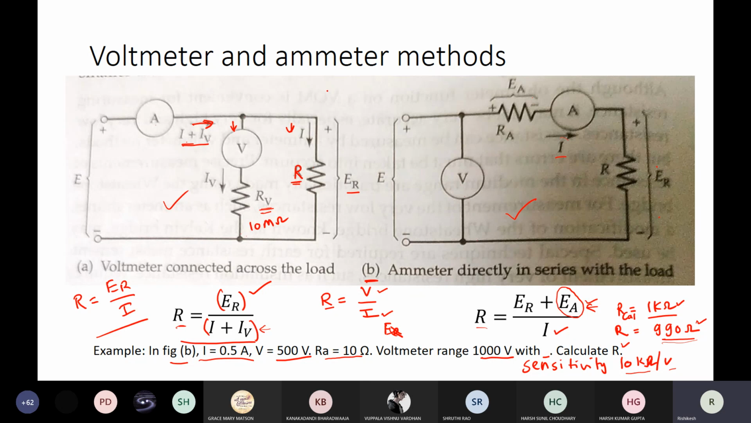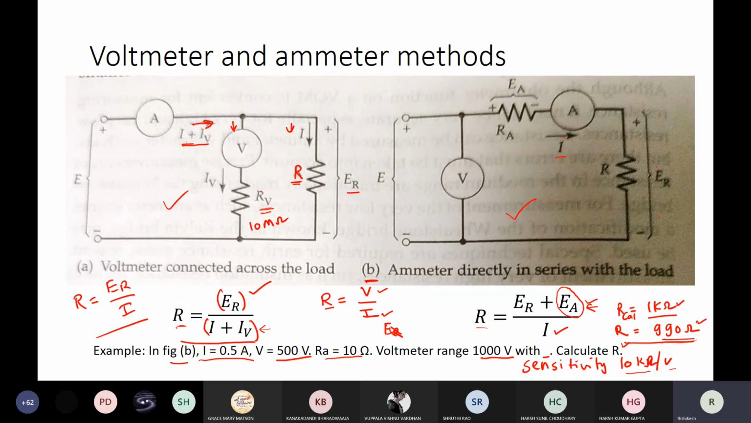So I'll leave it to you to calculate the value of R in this approach. Is the measurement of V still the same here? Yes, still 500 volts, it will remain the same. Okay, so I leave it to you to calculate it.